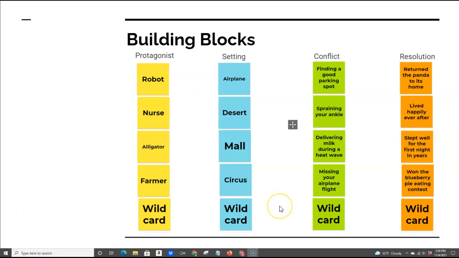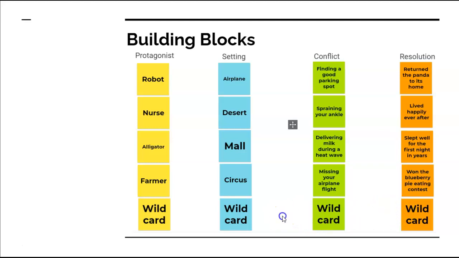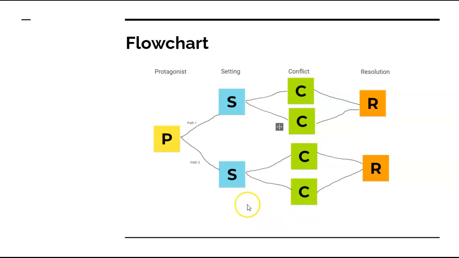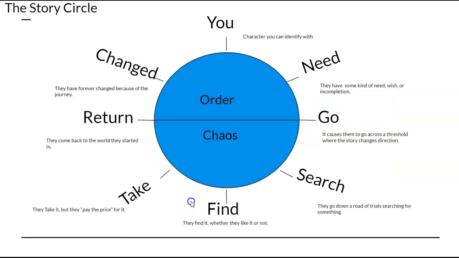Here is an example of story building blocks. We are using Jamboard, but you could also use sticky notes. Notice each category has a wildcard for learners to substitute words or ideas if needed. Create multiple possible story paths, both beginning with the same protagonist. Why multiple story paths? Well, if you get stuck developing one story, you will already have backup plans.